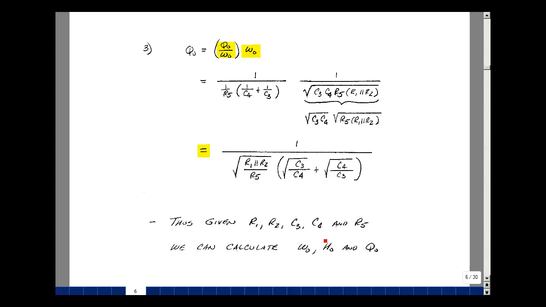What I've got is an expression now for omega naught, H naught and Q naught in terms of the 5 components in my circuit. If I were to measure my components very accurately, I could then calculate these 3 filter parameters. What we're going to see later in this lab and the next lab is that we're going to specify filters with these 3 parameters. And then I want to be able to pick these values of components so that I can build my circuit.